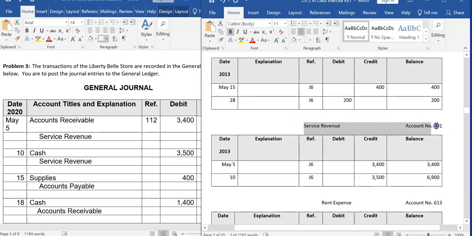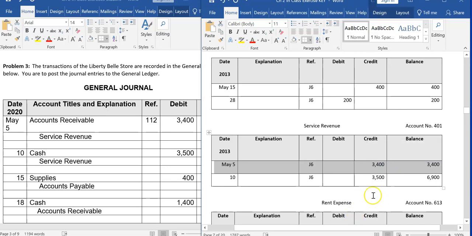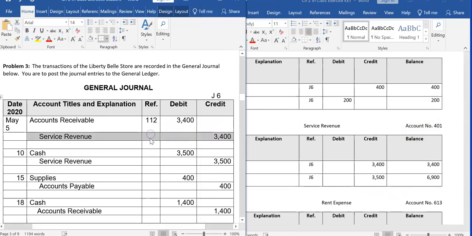Here is the service revenue account. It is account 401. On May 5th, the general journal tells us, from General Journal, page 6, to credit this account $3,400. Credits to a revenue account cause the balance to increase. So the balance is now $3,400 in that account. I will take my post reference of account 401 back to the general journal to indicate that that credit has now been posted. This journal entry has now been fully posted to the general ledger, and it is now recorded, causing those account balances to change as a result of the business transaction.